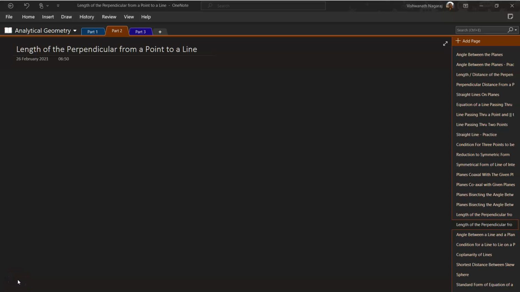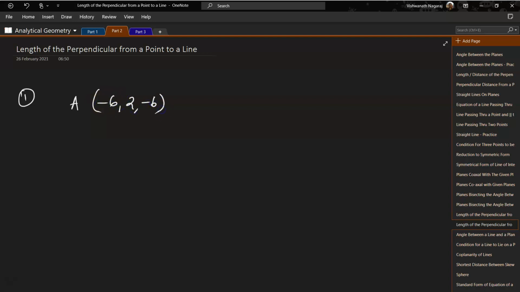Length of the perpendicular from a point to a line. Okay, let's say the first problem says that we have a point, let's say A, (-6, 2, -6). So that is this point. And we also have a line.